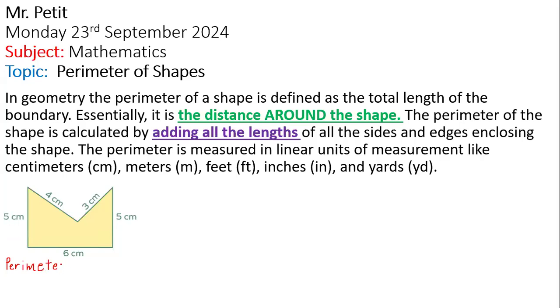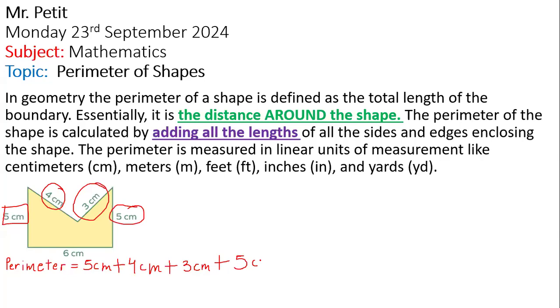So the perimeter is going to be equal to 5 centimeters, and then 4 centimeters, plus 3 centimeters, plus 5 centimeters, plus 5 centimeters. I get 24. You sure 24? I'm sure.